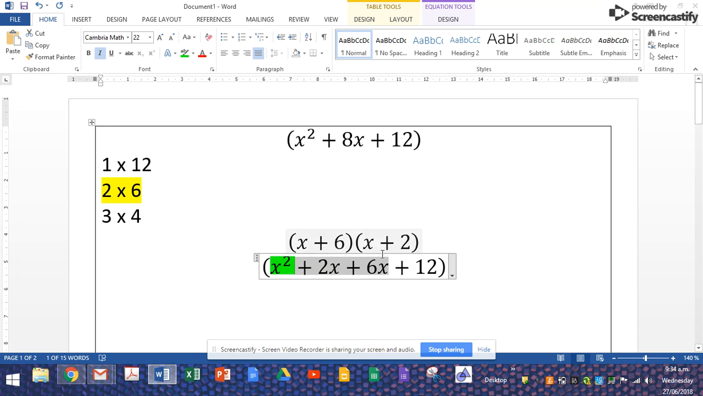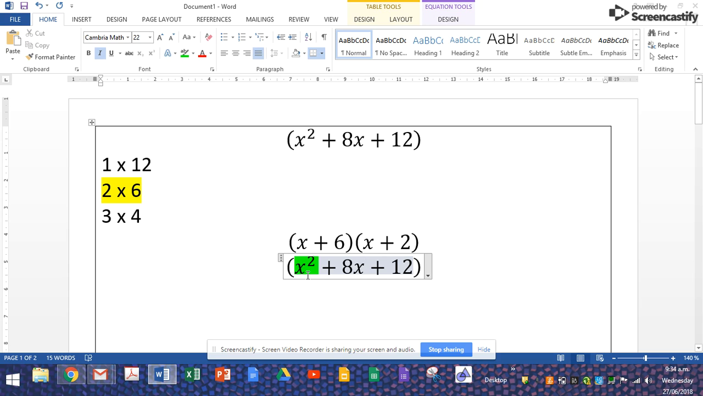They're like terms, which means I can add them. So what is 2x plus 6x? 2 apples plus 6 apples. 2 plus 6, like terms, giving me 8x. So far I've got my x squared and my 8x. So these two things will give me 8x effectively.